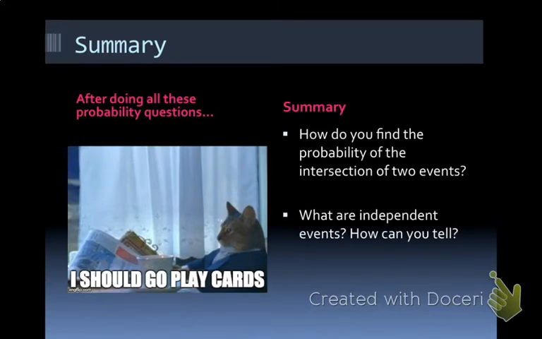Don't forget to summarize what you've learned today, particularly about how to find the probability of the intersection and how to tell if 2 events are independent.